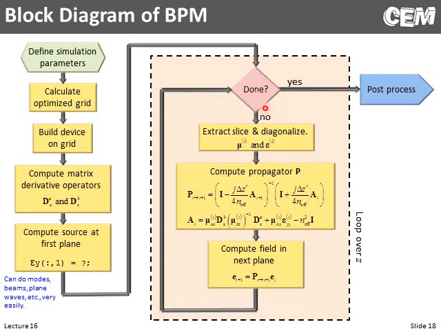We go back in, and now we're in the second slice. We extract the material properties, we calculate the matrix propagator, and we propagate the field now to the third slice. And we keep repeating this over the grid until we calculate all the fields everywhere. And then once we're done and we know the fields everywhere, just like finite difference frequency domain, we can post-process it any way we want to, calculate how much energy got through or whatever.